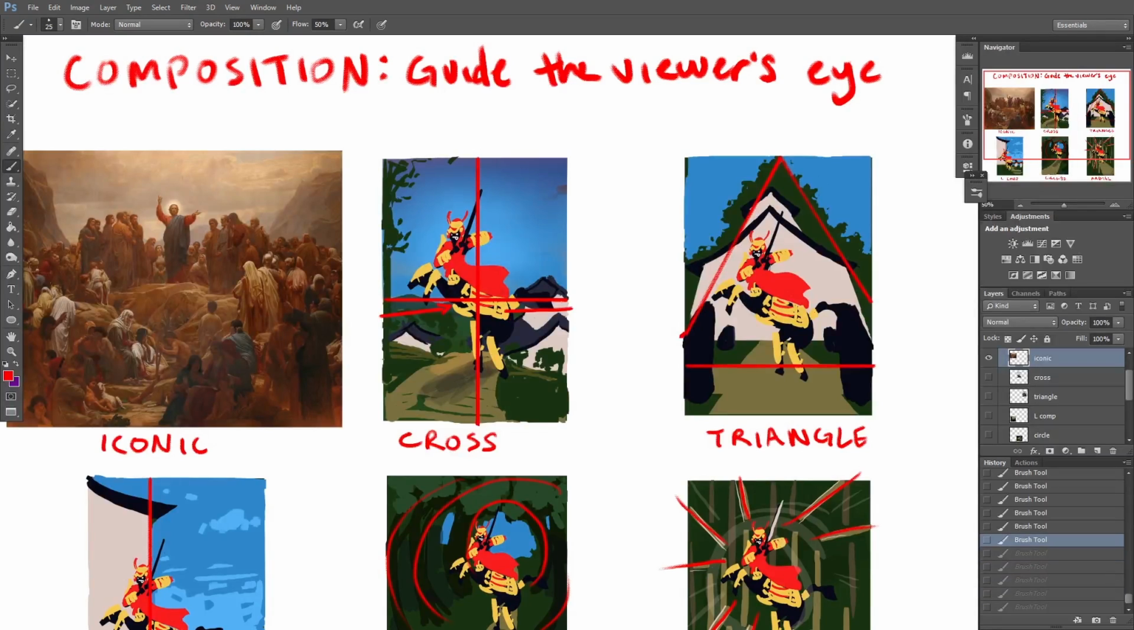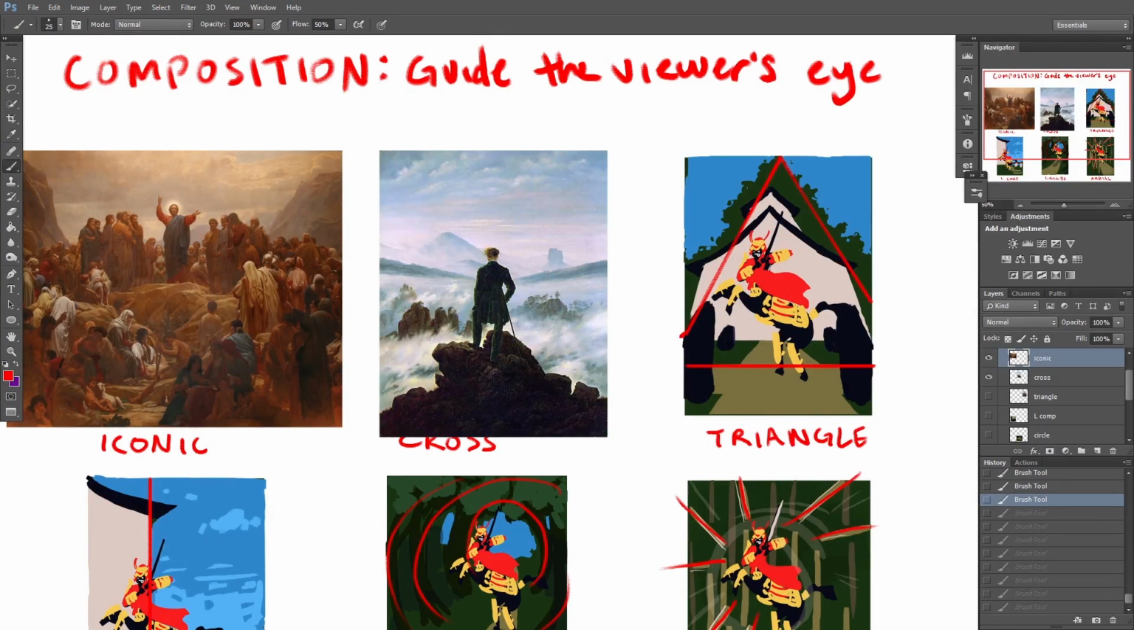And a cross composition is a good one for a heroic pose because we have a strong, powerful, centered character, and so it's very commonly used for a strong, central character that you're trying to create. So it's commonly used in heroic poses. And the example that I have for this is called Wanderer Above the Sea of Mist by Caspar Friedrich, and I think you could probably argue that this is also an iconic composition, but for our purposes, it's a cross composition.